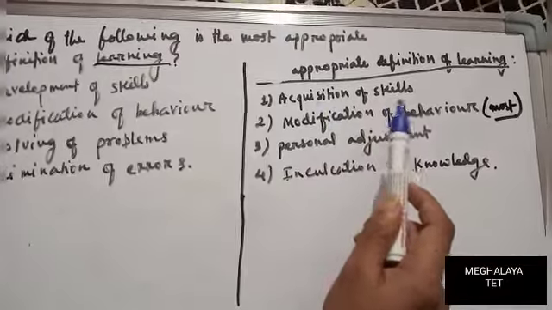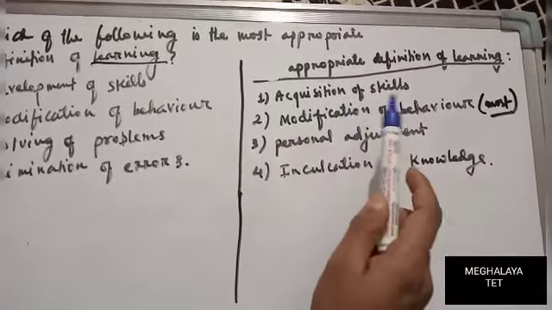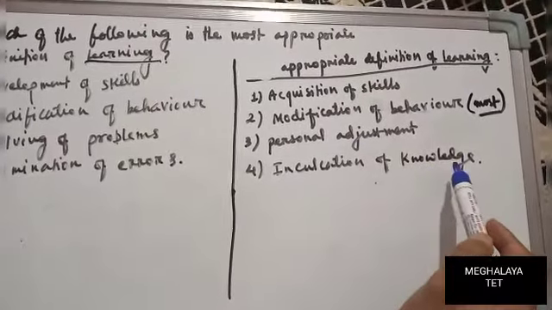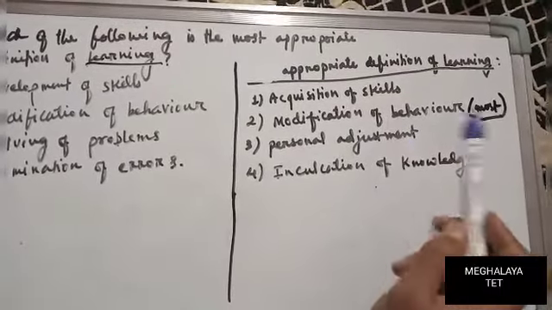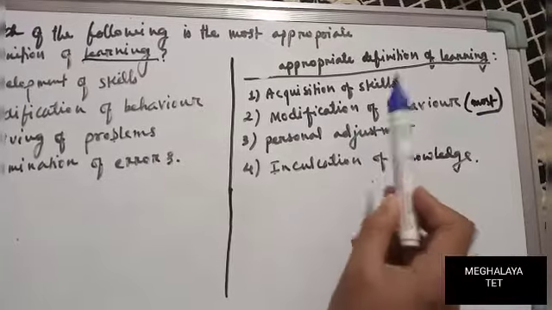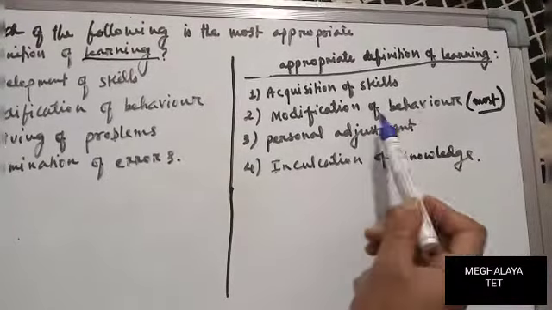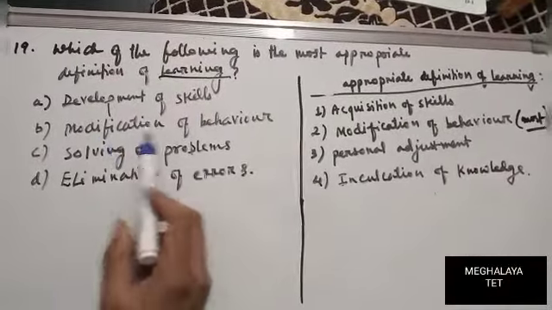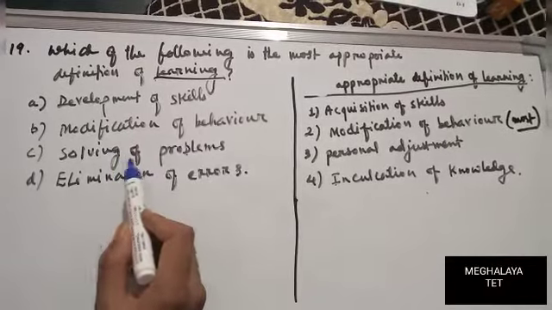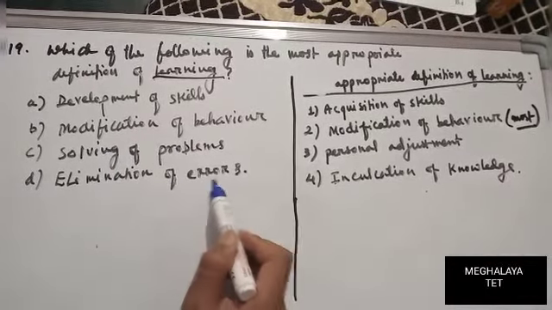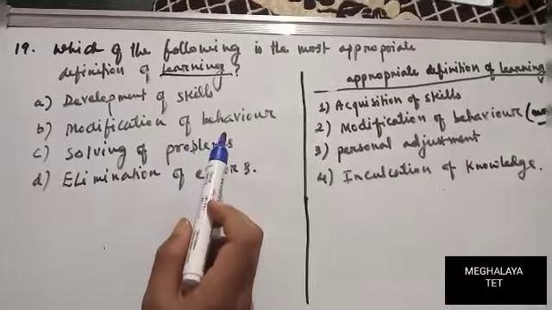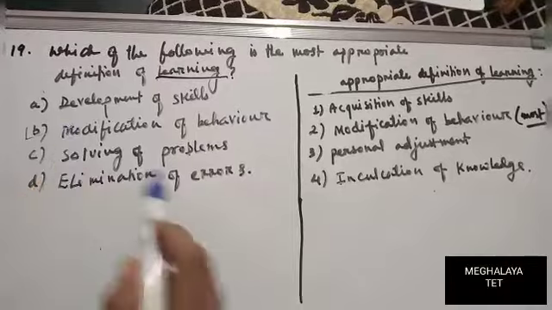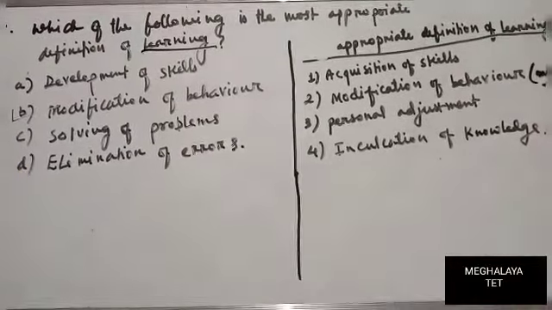Acquisition of knowledge, acquisition of skill, modification of behavior, personal adjustment, inculcation of knowledge. Out of these, all are definitions of learning, but the most appropriate one is the modification of behavior. They have given four options: development of skills, modification of behavior, solving of problems, elimination of errors. Out of these four options, the most appropriate definition of learning is option B. So option B is the correct answer for this question.